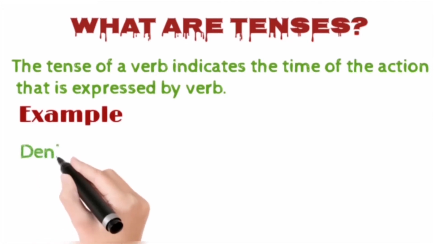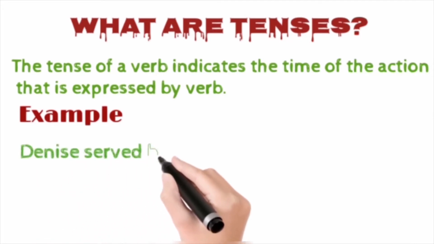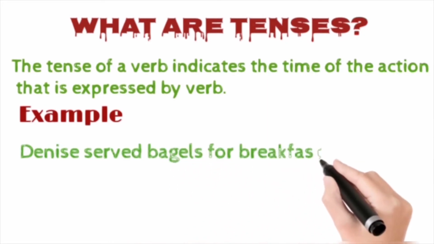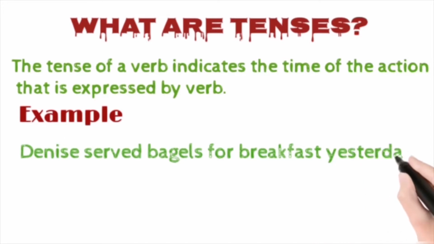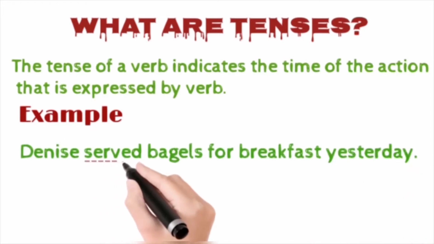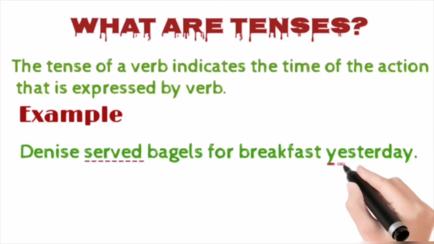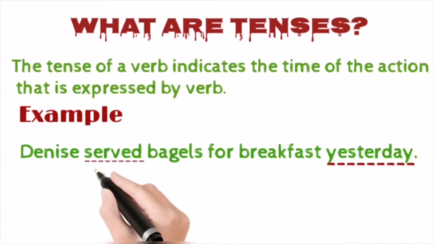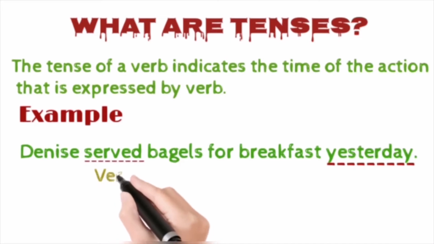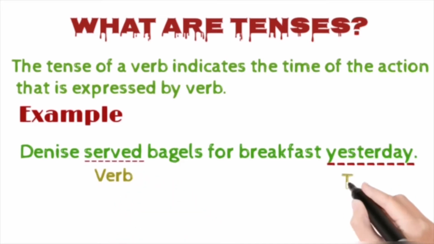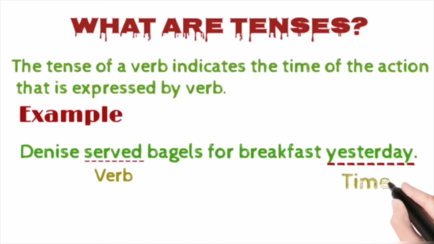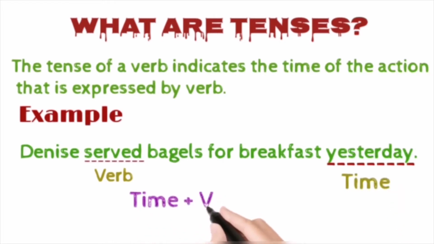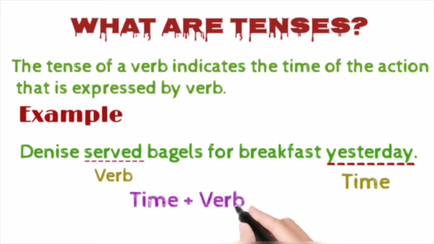Example: Dennis served bagels for breakfast. Here we have to notice two things: the work done, which means the verb, and the time taken. Now served is the verb, the work done, and yesterday is the time taken. So we can say that time plus verb makes tense.